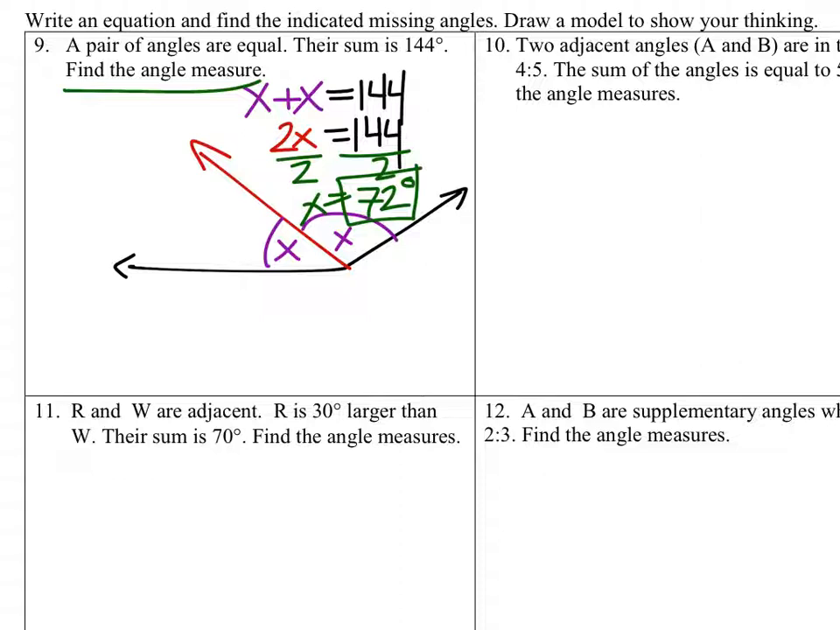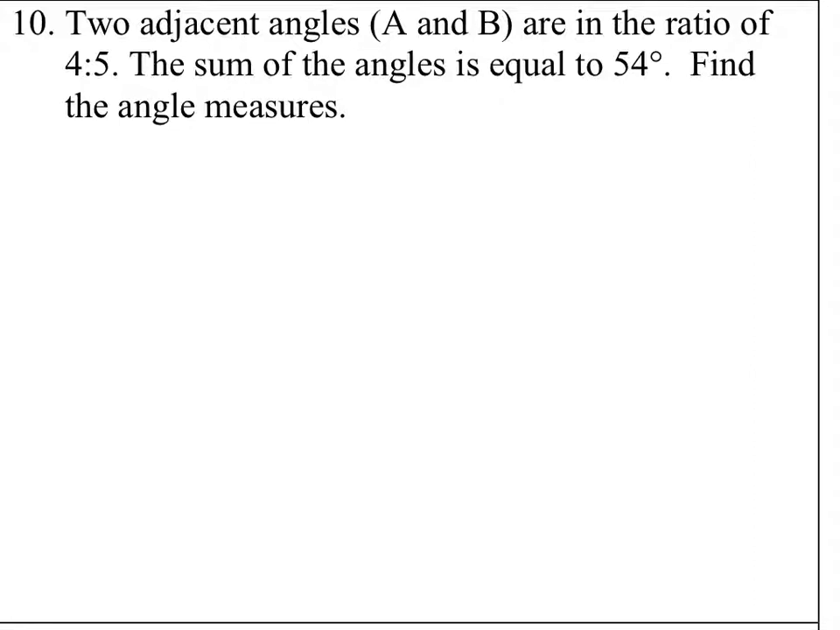Two adjacent angles, A and B, are in the ratio of 4 to 5. The sum of the angles is equal to 54 degrees. Find the angle measures. Alright, so what this means, this ratio, is that it's a ratio of 4 to 5. And the sum of the angles is 54 degrees.